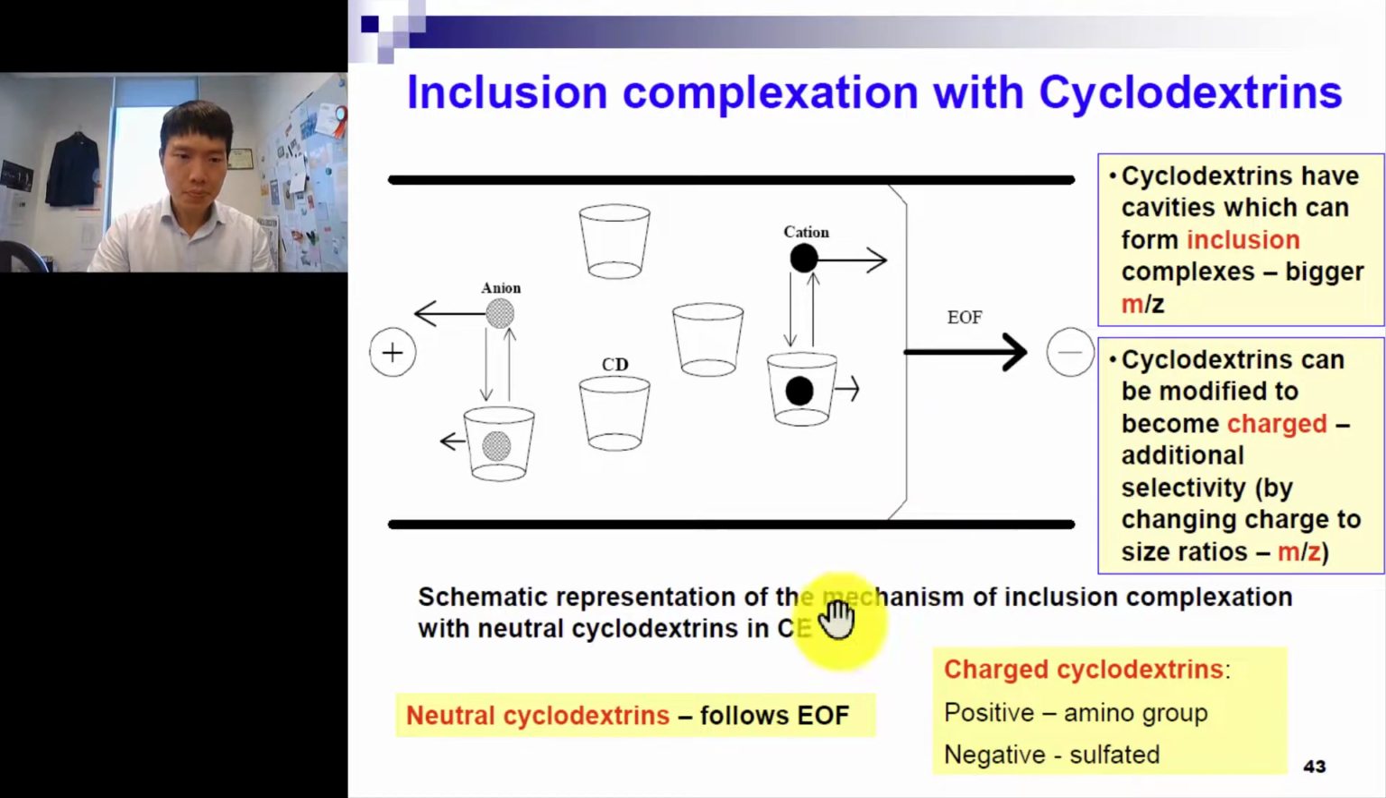Okay, so as discussed just now, if your cyclodextrins are neutral in nature, then of course you'll follow the EOF, uninfluenced and unaffected by the voltage, right? But if it's charged positive or negative, then it will be either at the front or the back of the EOF. Now, what are some examples of the charged cyclodextrins? So for the positive charge, we use the amino group because your NH2 group can attain an NH3 plus charge, right, for the ammonium if you have a slightly acidic medium. And for the negative charge cyclodextrin, you have the sulfated part. Okay.